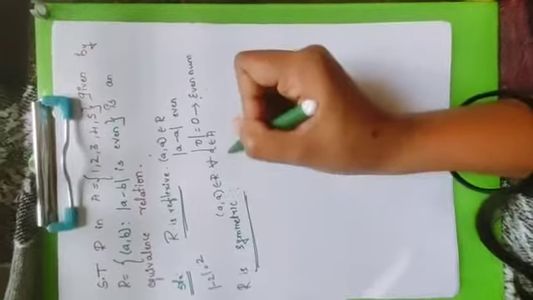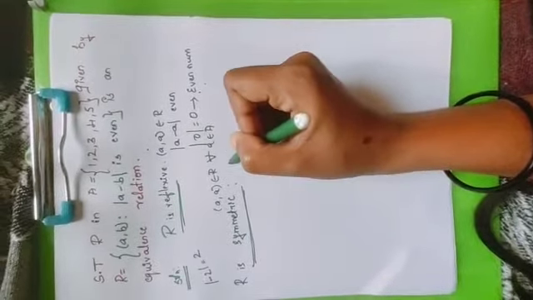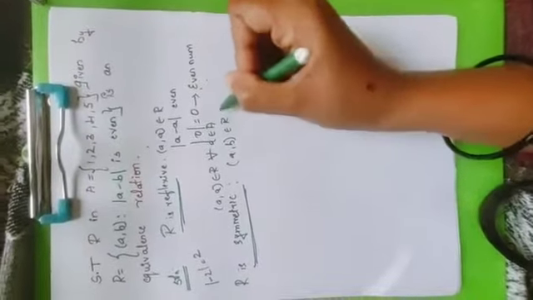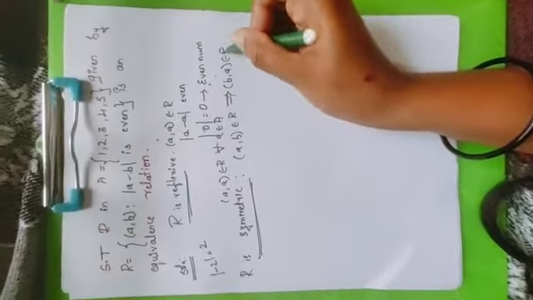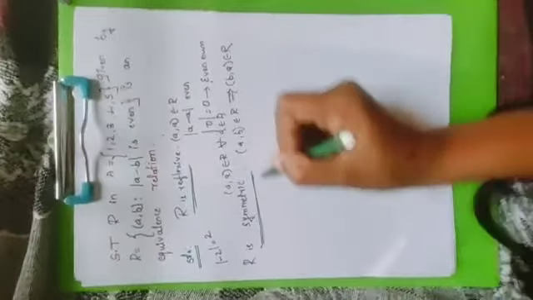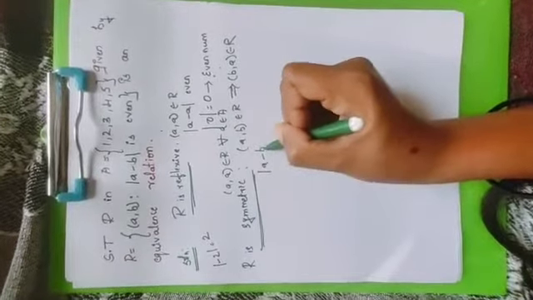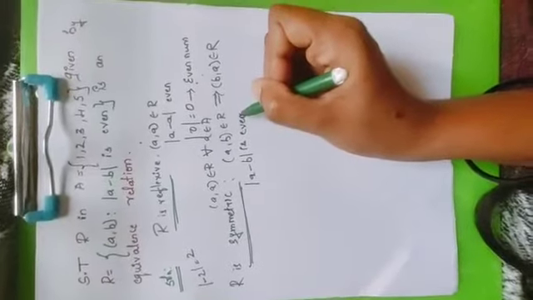How to prove that R is symmetric? To show that R is symmetric, we have to show that if the ordered pair (a, b) is in R, then the reverse pair (b, a) is also present in R. What does (a, b) being in R mean? That means |a − b| is even.